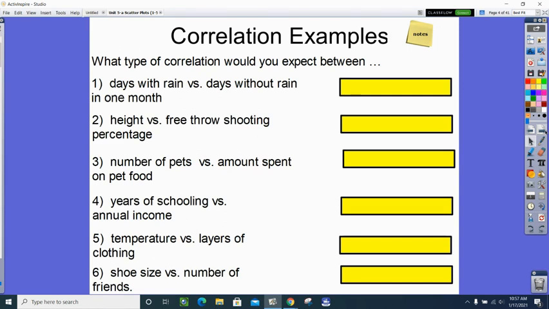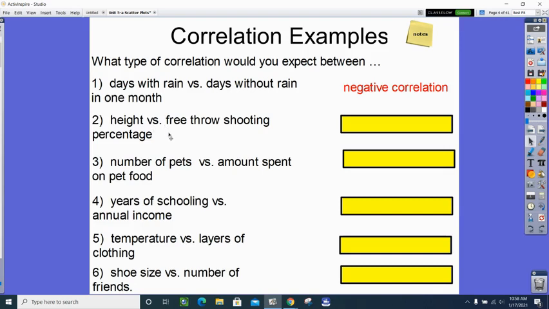So what is underneath the yellow box is either positive correlation, negative correlation, or no correlation. So days with rain in a given month versus days without. So if there are 10 days of rain, how many would there be in, say, a 30-day month that aren't? And what if there were 20 days of rain? How many would there be without? Think about that for a second. Okay, and did you realize that it would be a negative correlation? The more days of rain in the month, the fewer days in that month without rain. See, they're going in opposite directions.